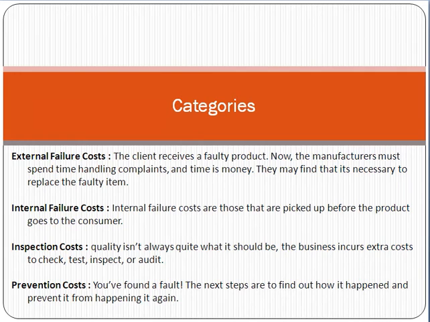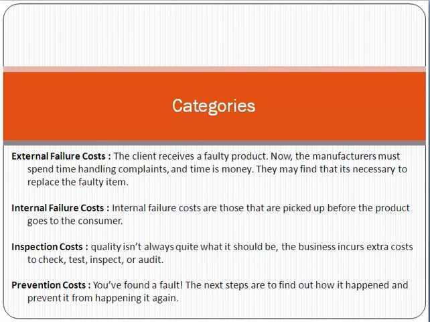Quality is not always quite what it should be. The business incurs extra cost to check, test, inspect, audit. All of this cost which you have to put in for inspection is called inspection cost. Prevention cost is that, for example, you have found some fault and you have decided that this fault should not occur next time. To prevent this happening again, you have to take some precautionary steps, which will definitely involve some cost. So this is called prevention cost.